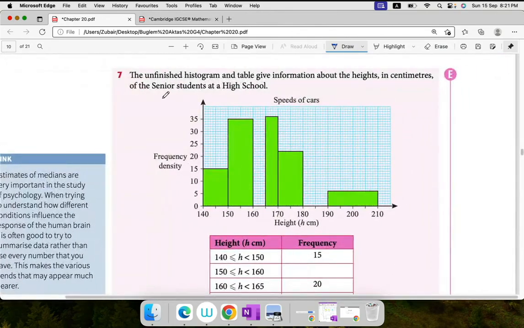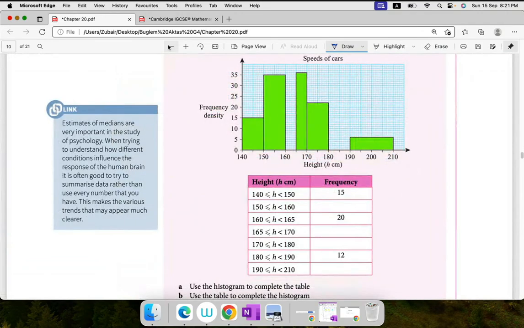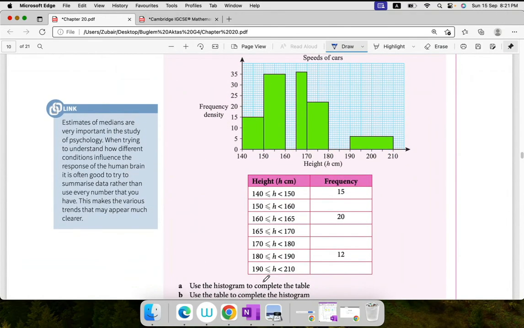Let me do this with you. The unfinished histogram and the table give information about the height in centimeters of the senior students at the school. Frequency densities are given. So some of the data is given in the histogram, some in the table. Use the histogram to complete the table. Use the table to complete the histogram. So if I just look at the second, that is 150 to 160. The height is 35. So 35 into 10 is 350.